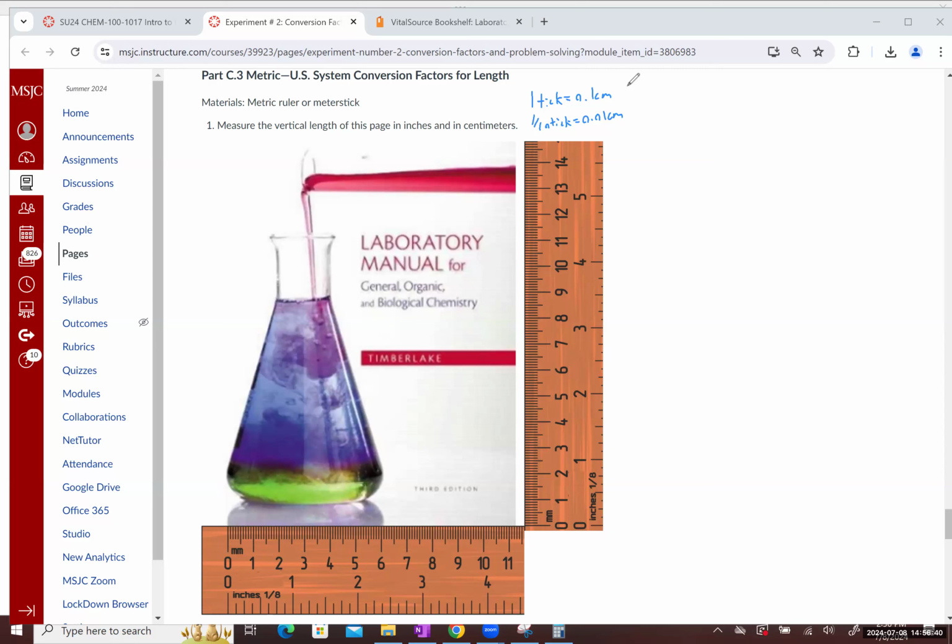Okay, so let's see. We're past 14. 1, 2, 3, 4, 5, 6, 7, 8. So it looks like we're pretty much spot on at 14.80 centimeters. Okay, now let's look at the inch part of the ruler. And for this one, I want you not to worry too much about the significant figure reporting for the inch side of the ruler. And you'll see why in a moment.